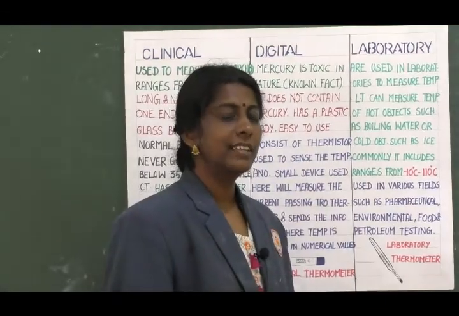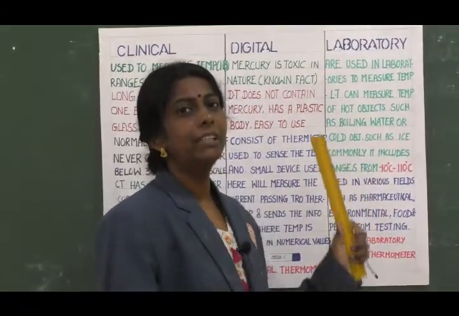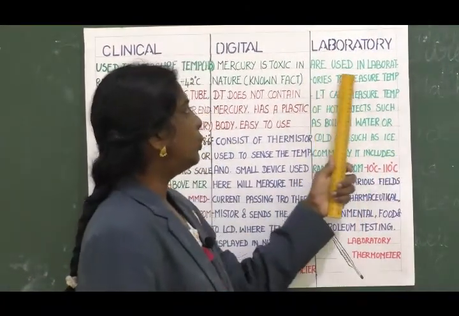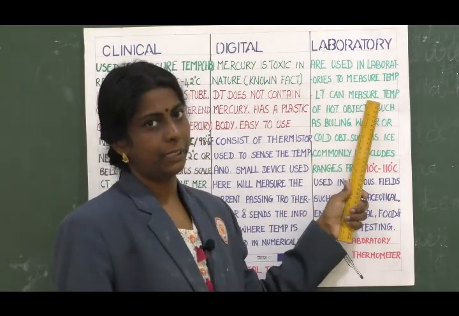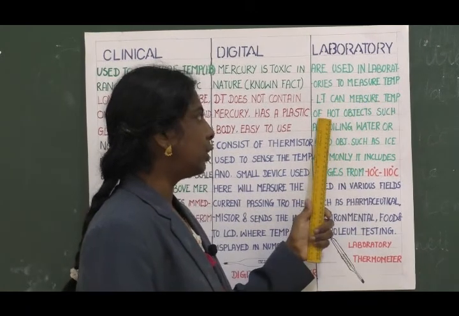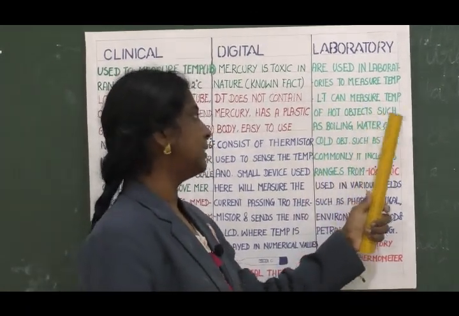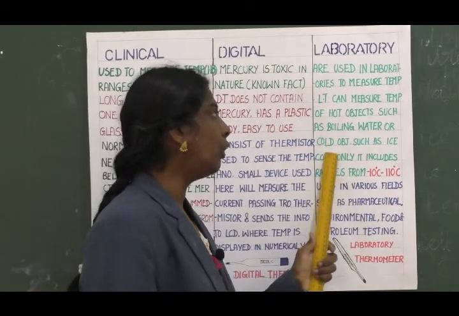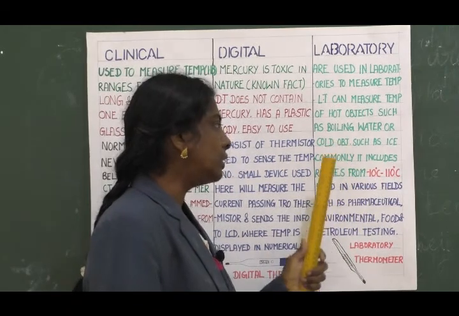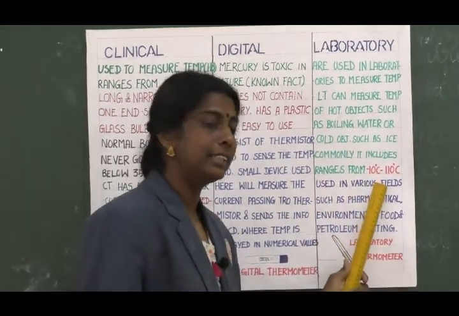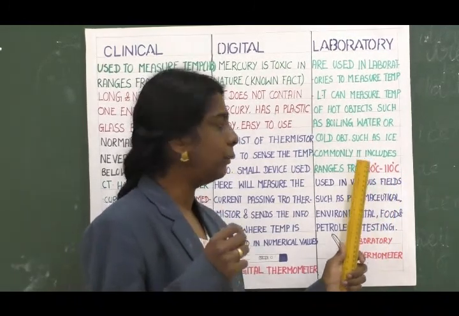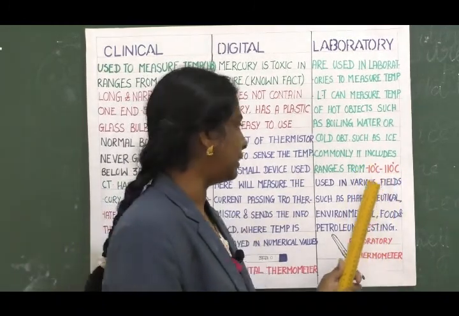Clear? Yes children, now about the third type, that is the laboratory thermometer. They are used in laboratories to measure the temperature. Then it can measure the temperature of hot objects such as boiling water or cold objects such as ice. Then it commonly includes the ranges from -10 degrees Celsius to 110 degrees Celsius. So the range is in between -10 to 110 degrees Celsius.